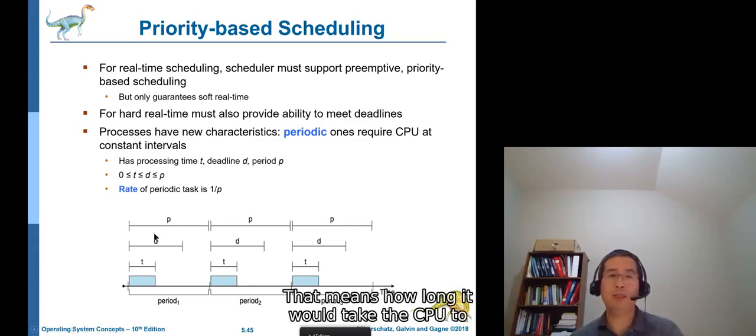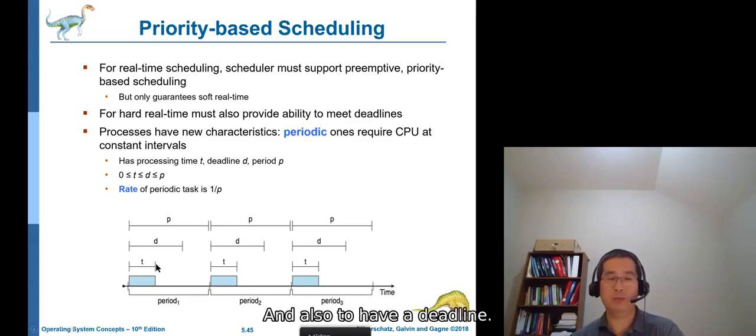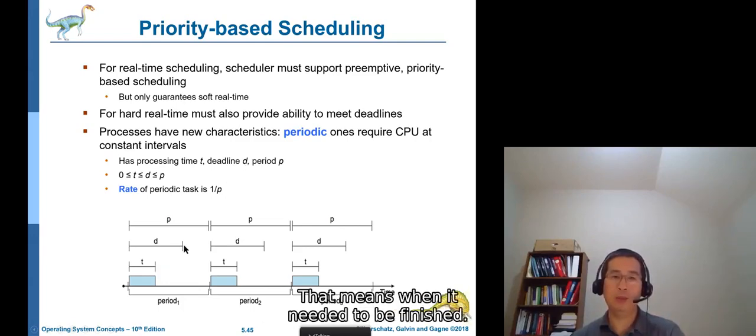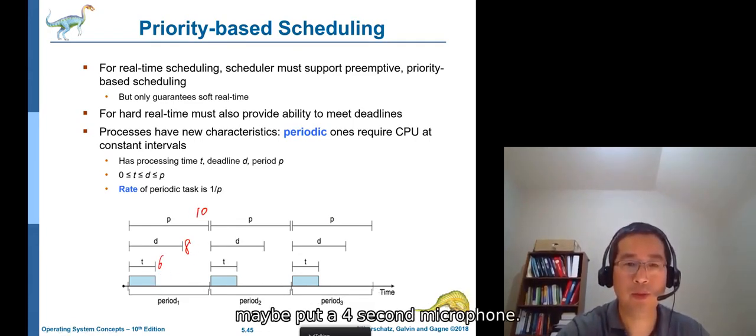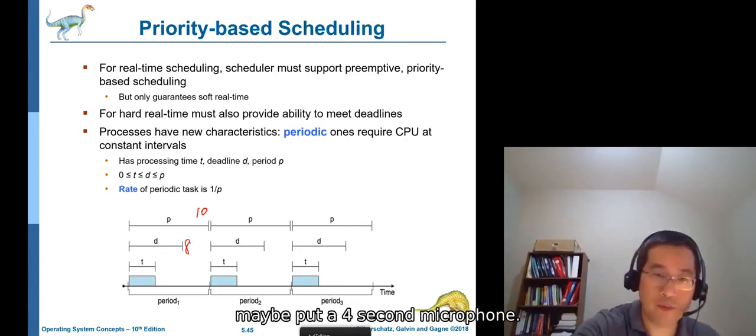And then it has a processing time, that means how long it will take the CPU to finish its running. That means running time. And also they have a deadline. Deadline means when it needs to be finished. Of course, I can start a little bit late to meet the deadline, but you must finish at least by this time. For example, I have 10 seconds for the period, and then 8 seconds for the deadline. And then running time, maybe it's only 4 seconds.